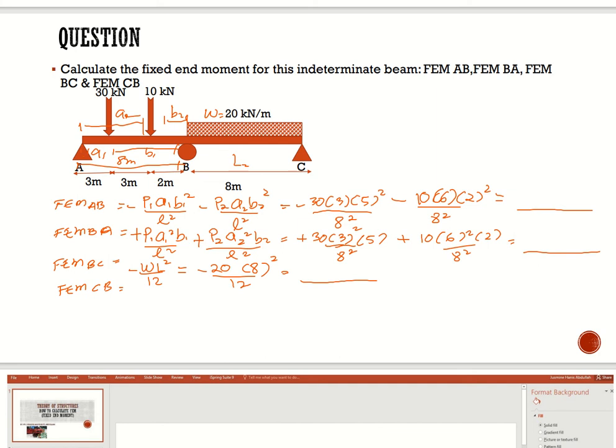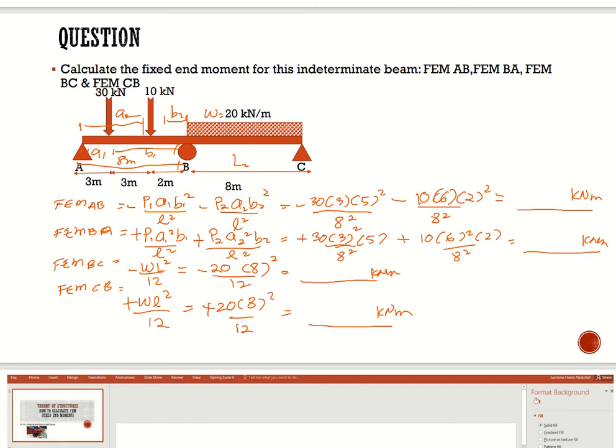While for FEM CB, we use the formula positive WL square divided by 12. We get positive 20 times 8 square divided by 12. We get the answer. So all units must be moment units. Okay, kilonewton times meter, so kilonewton meter. And this also kilonewton meter, and also kilonewton meter. So this is how we find the fixed end moment.